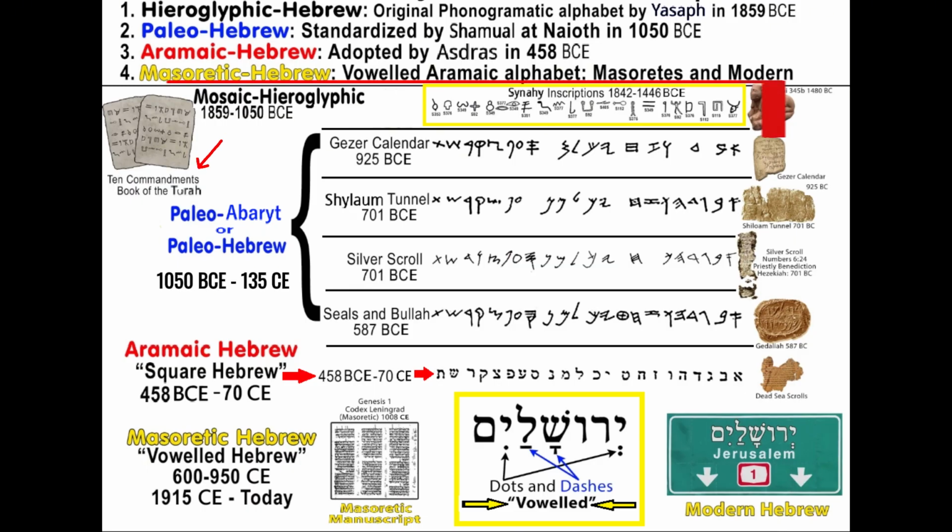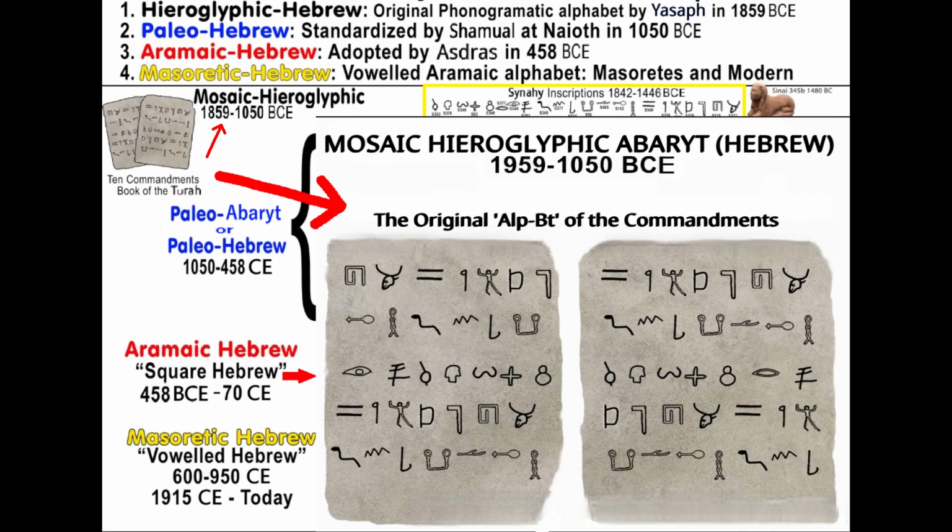Early Mosaic hieroglyphic Abary, also referred to as hieroglyphic Abary. This pictographic system evolved into what later resembled Phoenician and Paleo Abary forms. The pictographs preserve original semantic intent at the letter level and date broadly between the years 1859 and 1050 BCE.